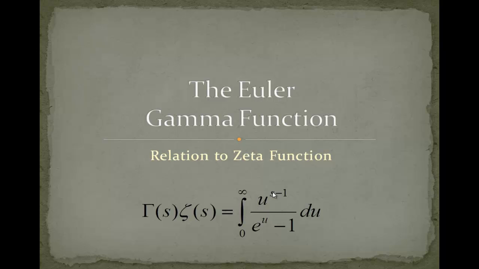Because of u to the s minus 1, we had something similar. We had t to the s minus 1 in the definition of the gamma function, and this part is strange looking, but the boundaries are still reminding us of the gamma function. So let's just start off with a definition of the gamma function.